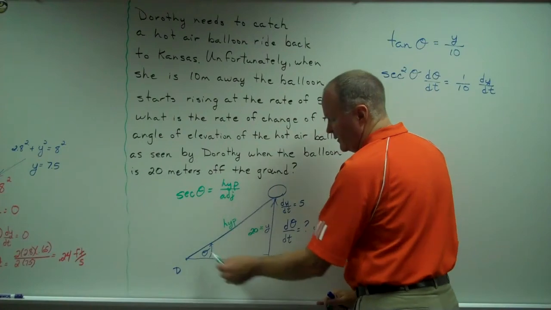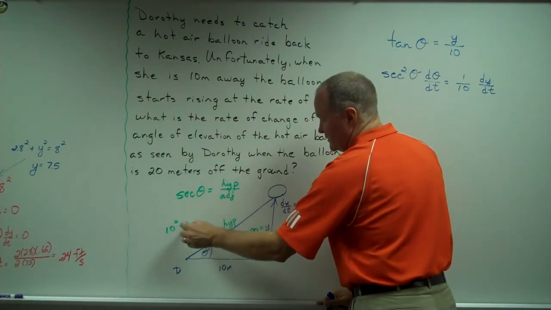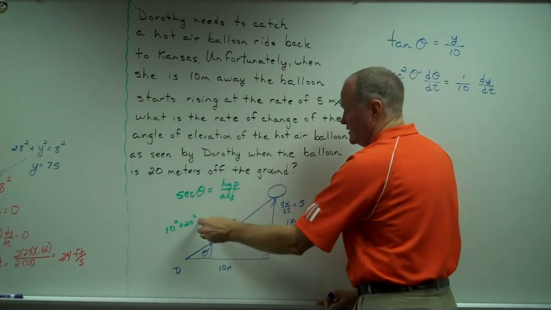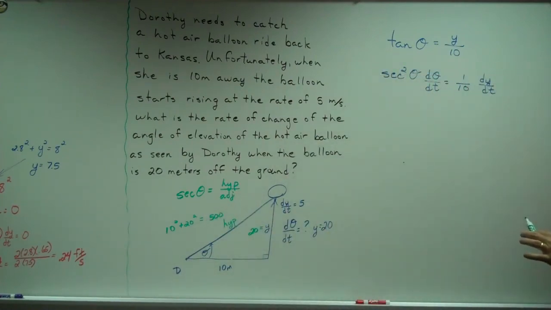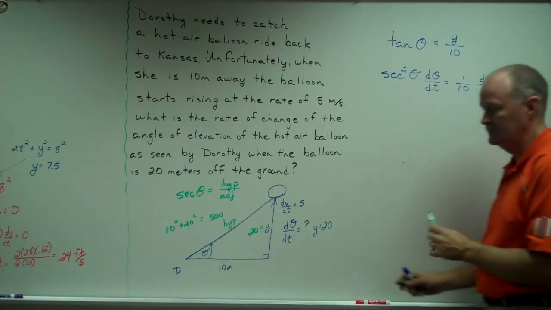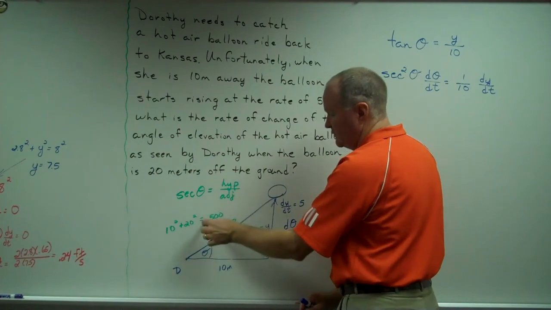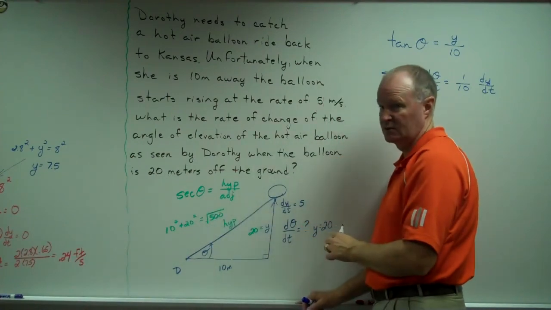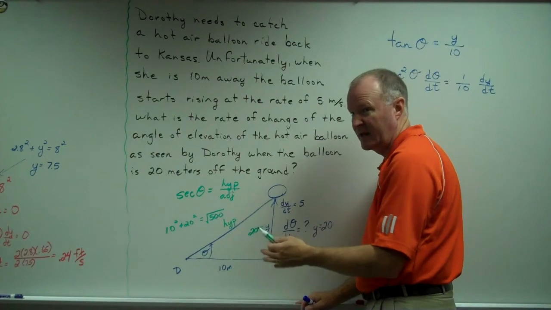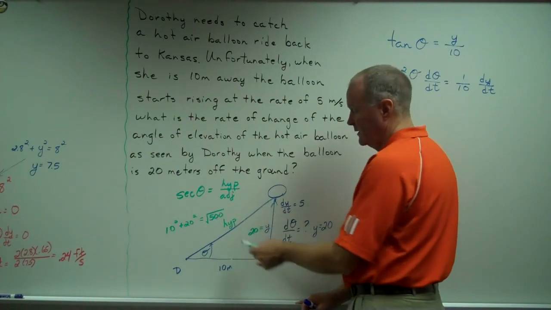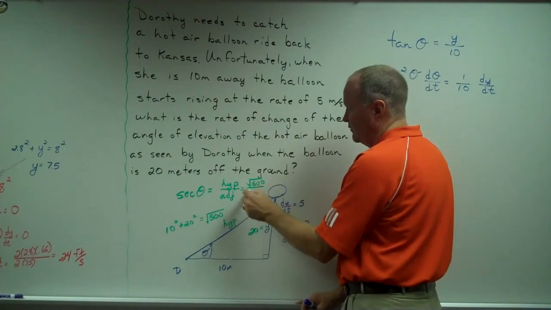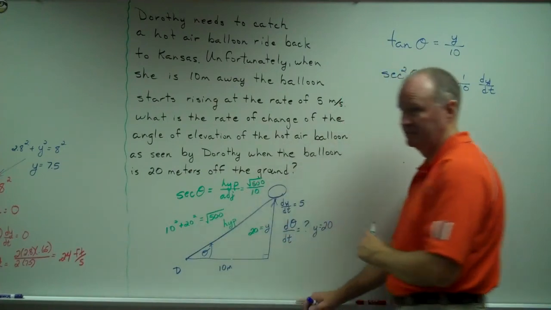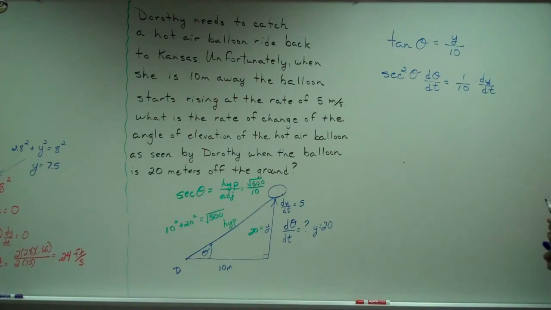So this is 10 squared plus 20 squared, which is 500. So the hypotenuse really is the square root of 500. You're going to square it again, so you really don't necessarily need to mess with it. But the secant then is the square root of 500 over 10. Or 5.